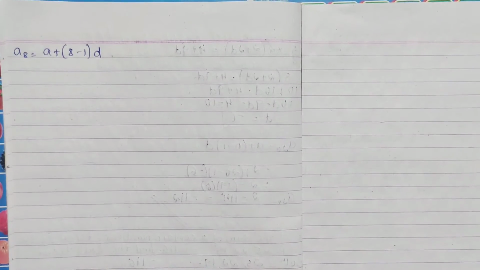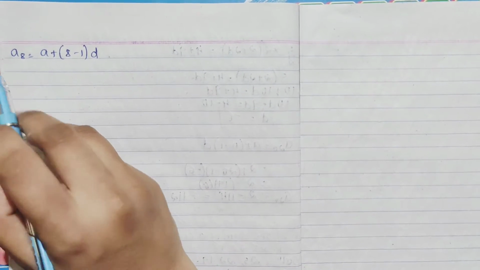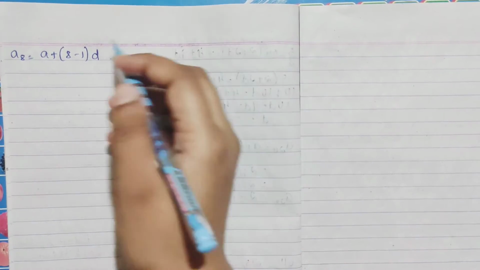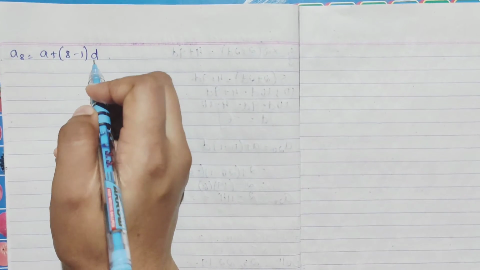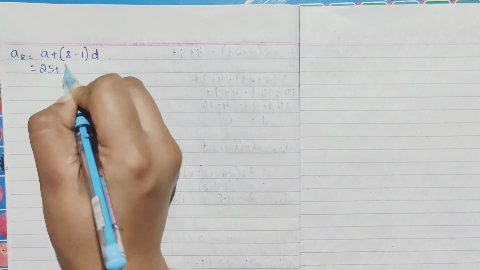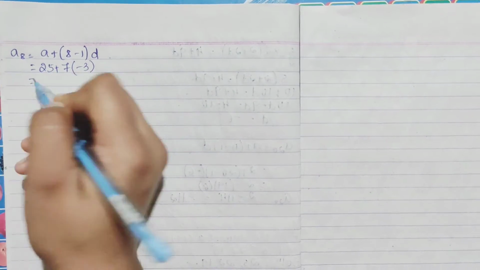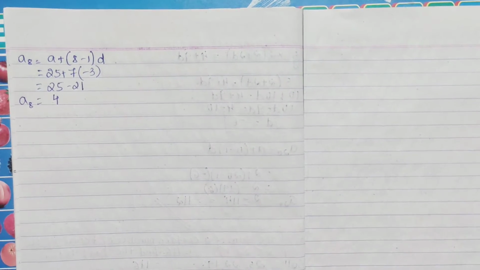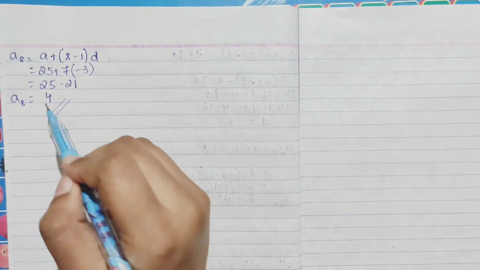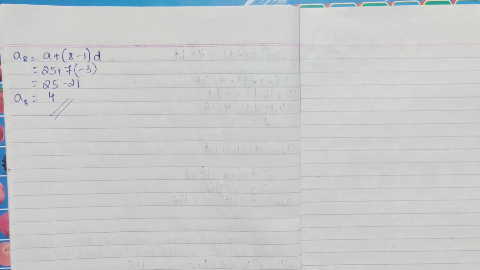So they have asked you to find the last term, right? So we are considering n as 8, which means that is our last term, the last number. So a8, a plus n minus 1 d. The first term we know that is 25, n minus 1 is 7, and d also we have got minus 3. So you can see 25 minus 21, a8 is equal to 4. So your last term is 4. I hope this is clear for you how we have to solve.